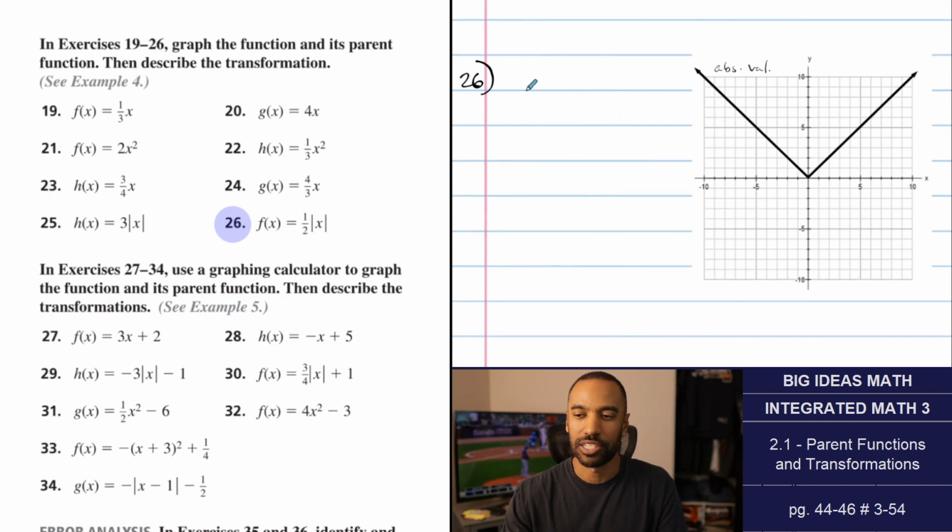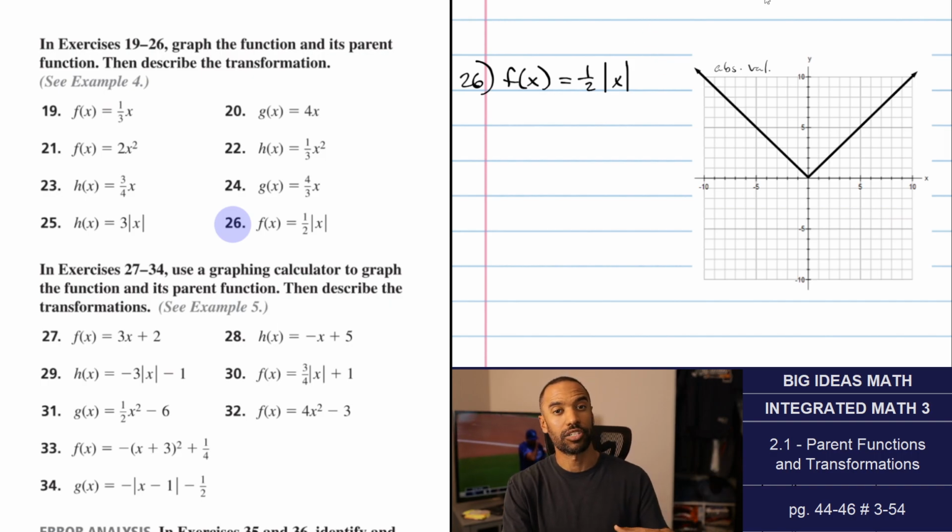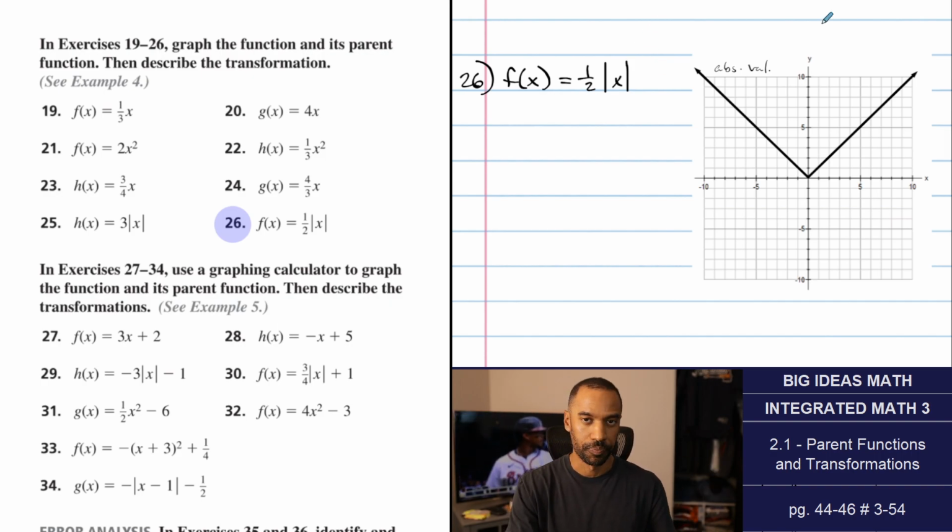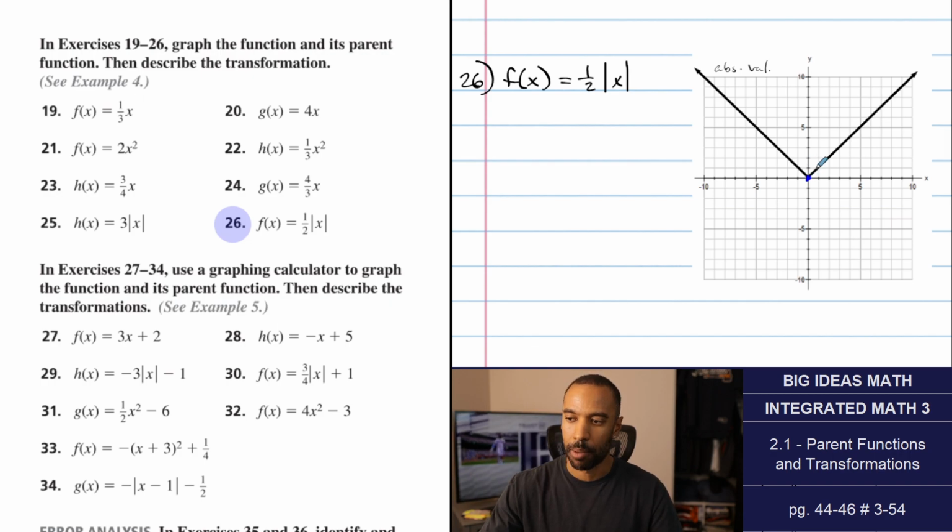So number 26, f of x equals 1/2 times absolute value of x. Once again, if you want to think in terms of stretch factor, you divide all your values by 2, your y values by 2. If you want to think in terms of slope, this is up 1 over 2. Up 1 over 2 from either side of the vertex. And the vertex is at the origin.